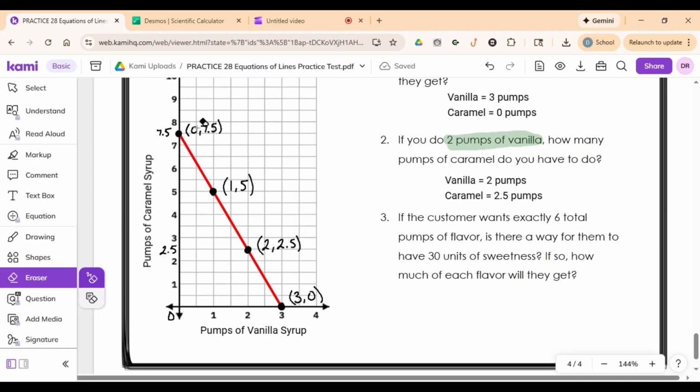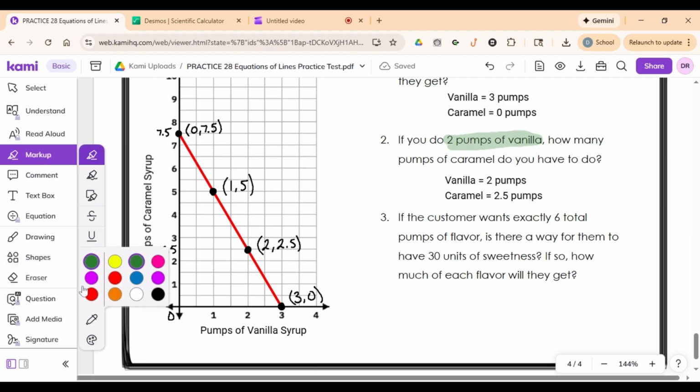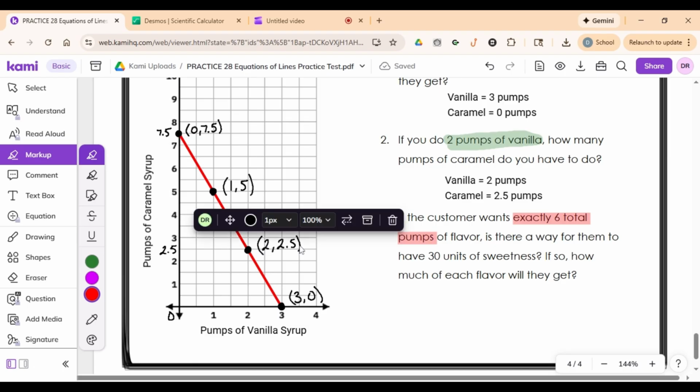What I'm doing is looking at these 4 points that we see on our line. Do any of them reach that goal that we're looking for? Do any of these reach that goal of exactly 6 pumps? And if we look closely, we can add up the numbers. 3 plus 0 is only 3, so that's not enough. Keep looking, and we see 2 and 2.5. We already talked about that one.